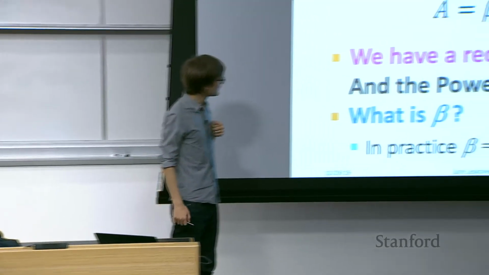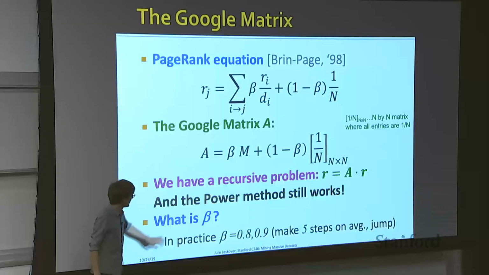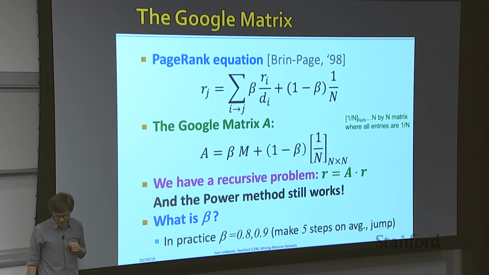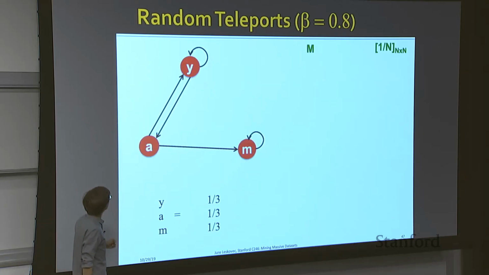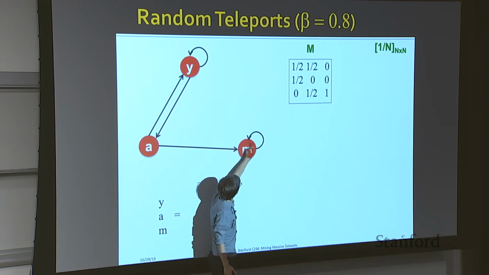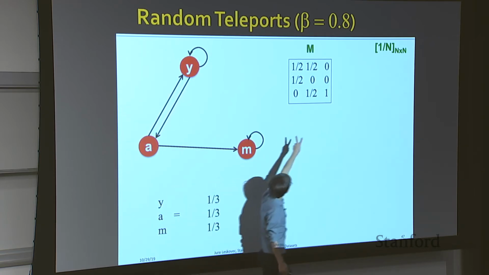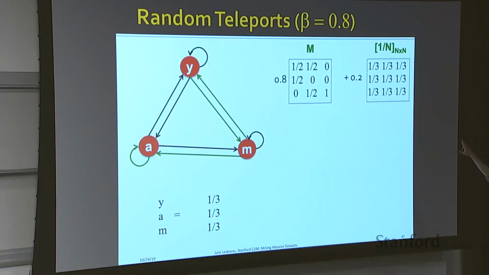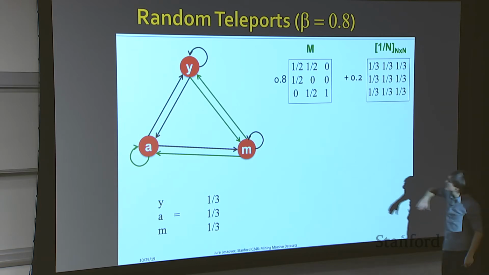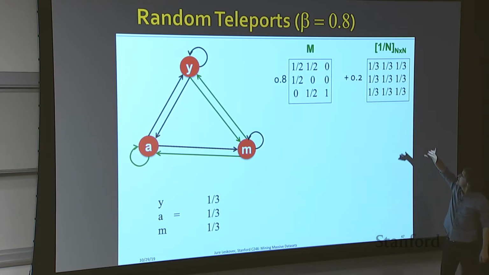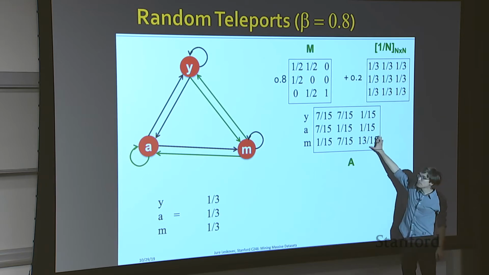This is what I wanted to say here. And as I said, beta is usually between 0.8 and 0.9. 0.85 is a good number. So let me just show you what we just did. Here is our graph. Here is our matrix M. Notice that node M is now a spider trap. Then here is the random teleport matrix that I have. So my matrix A will be 0.8 times M plus 0.2 times this 1/3 type matrix. And if I add the two together, this is my matrix A.